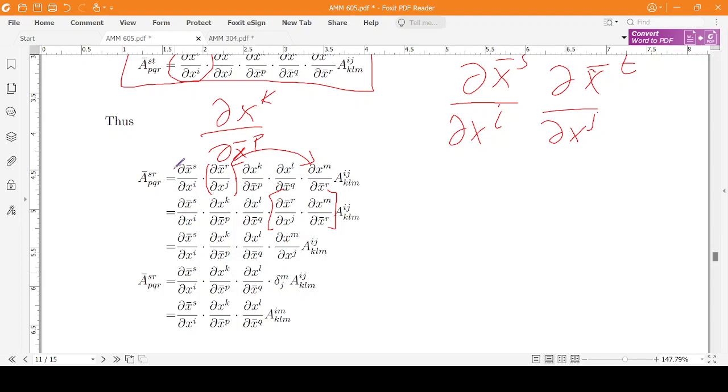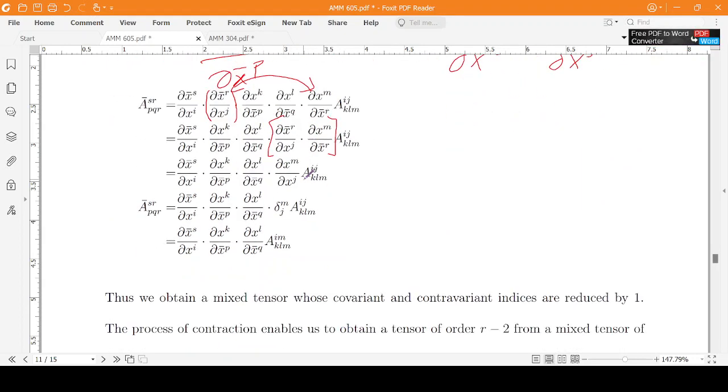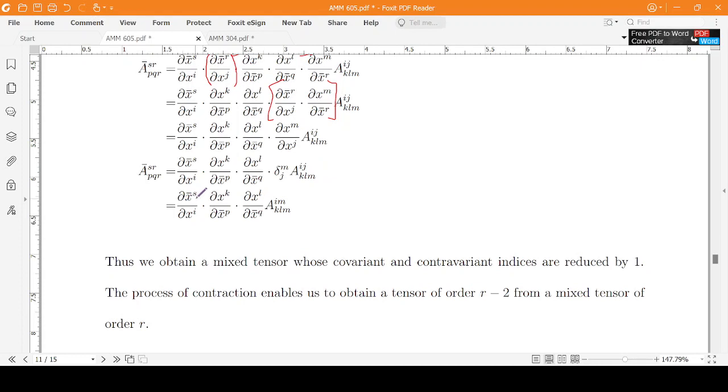So you see that we had 3 indices here, 3 indices initially. We had 2 contravariant indices, S and T here, and 3 covariant indices, P, Q, R. But now what do we end up with? You see that we have only one contravariant index here, which is S. You can see where we have X bar. Then we have 2 covariant indices, P and Q.